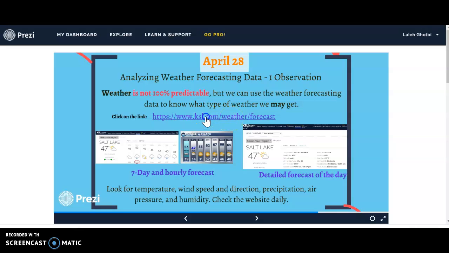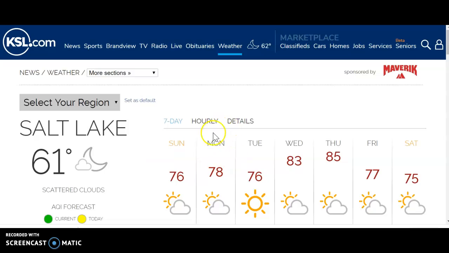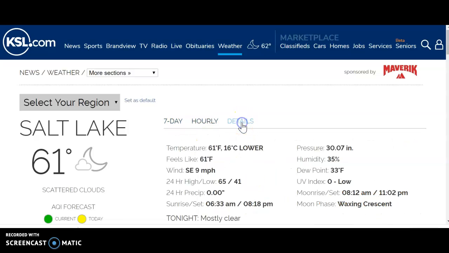This is a website, ksl.com weather forecasting, that you had in previous lessons, so hopefully you went over them. Let's click on it and work together. When you click on it, the weather forecasting for the entire week comes up. You have 7-day forecasting, you have hourly for the day you're at, and you have the details for that day.